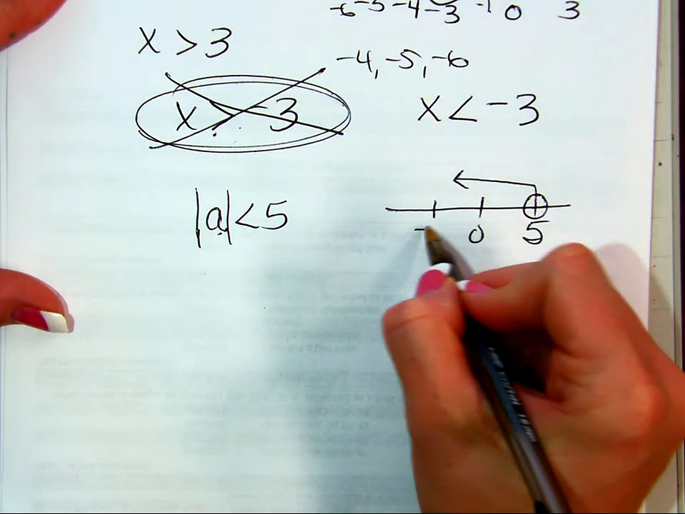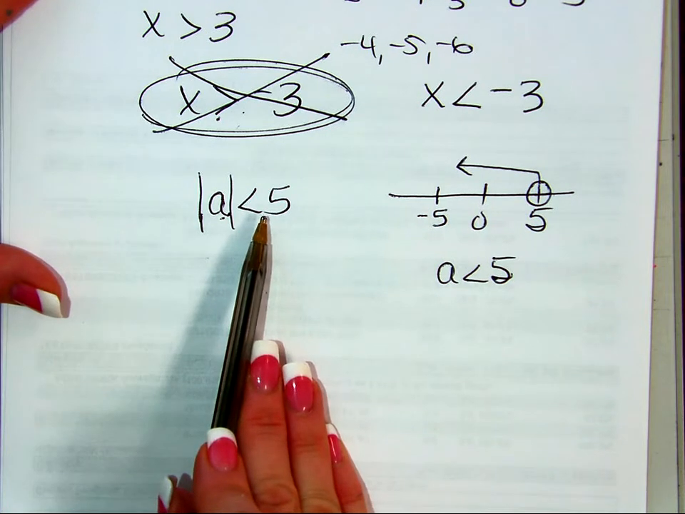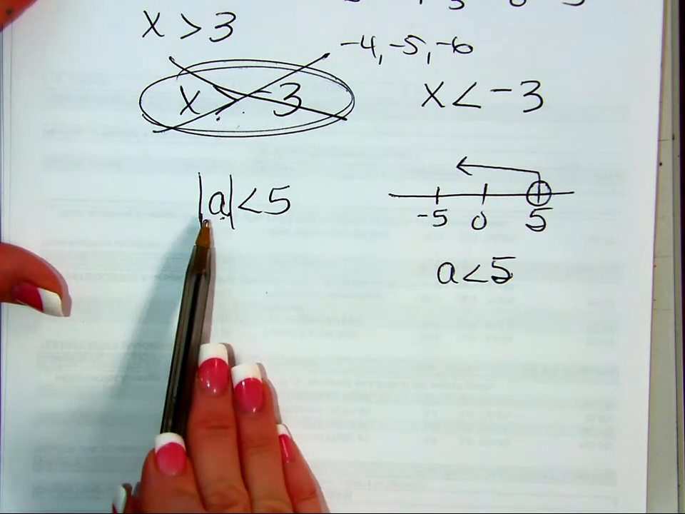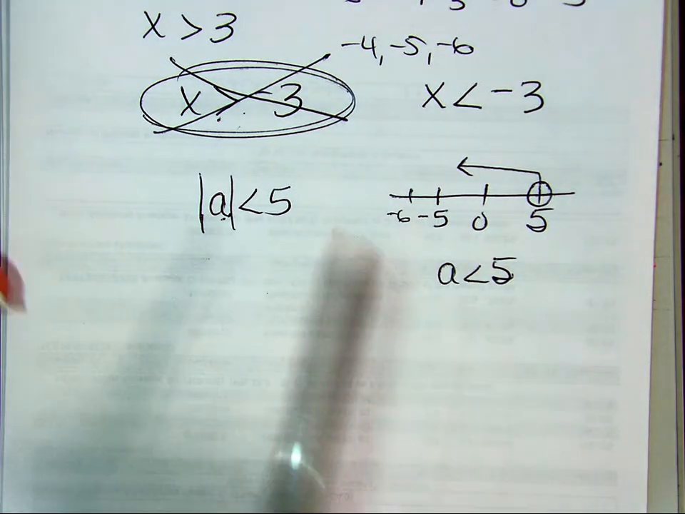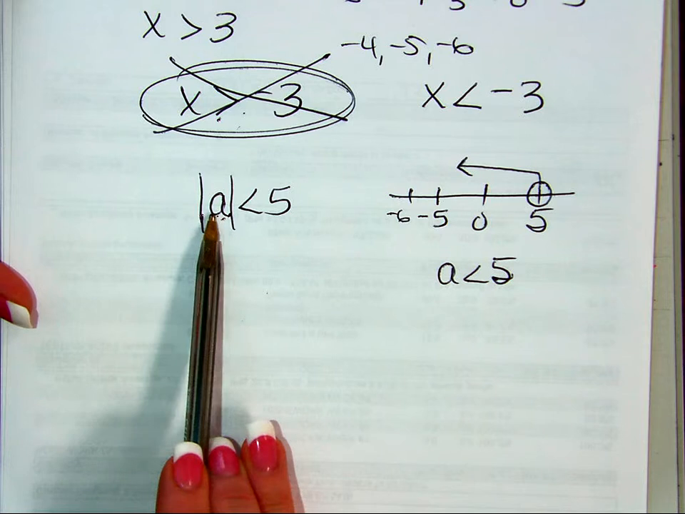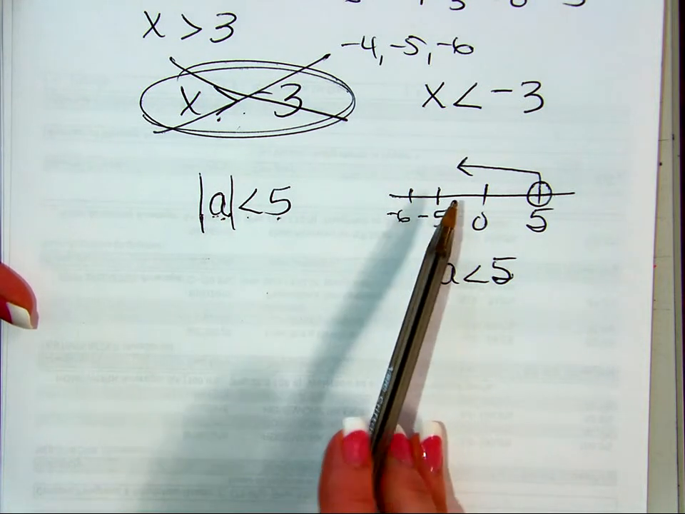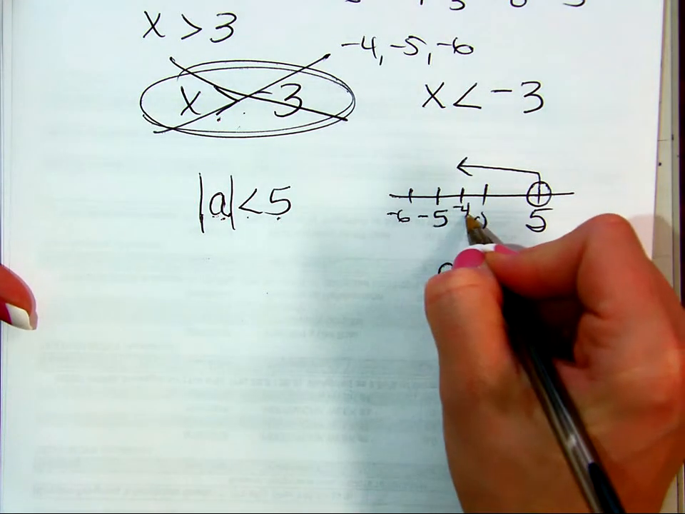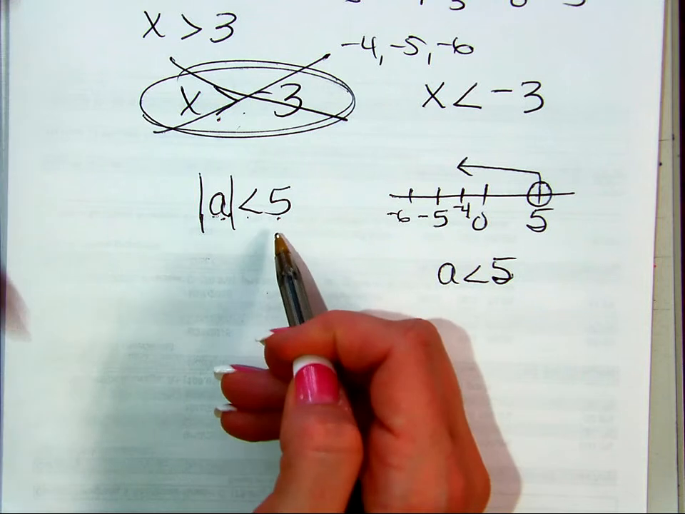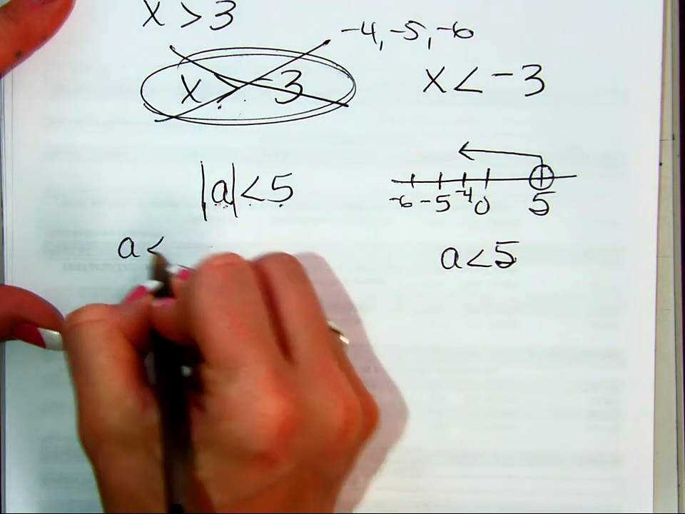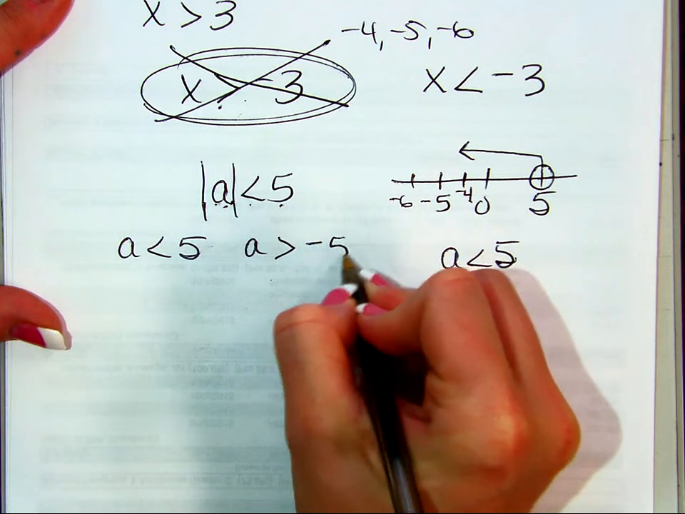Be careful here. If I need this to be less than 5, what numbers would have to go here? Would -6 work? No, because the absolute value of -6 is +6, and that's not less than 5. But what number would work? -4. Yes. So -4 would work because the absolute value of -4 is 4, and 4 is less than 5. So in addition to a being less than 5, a also has to be greater than -5, right?